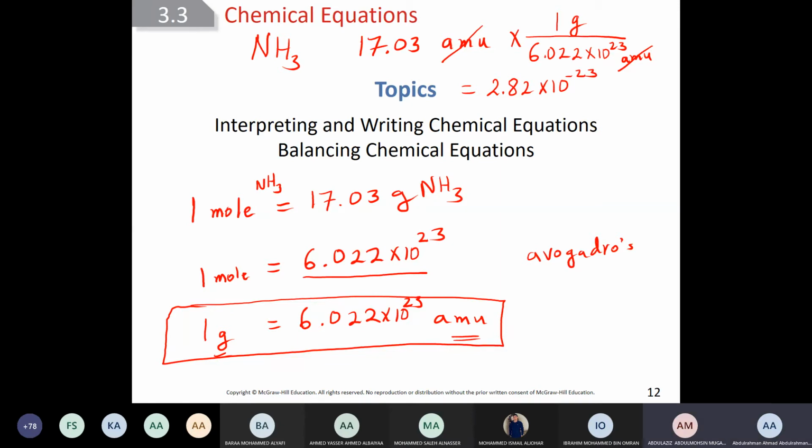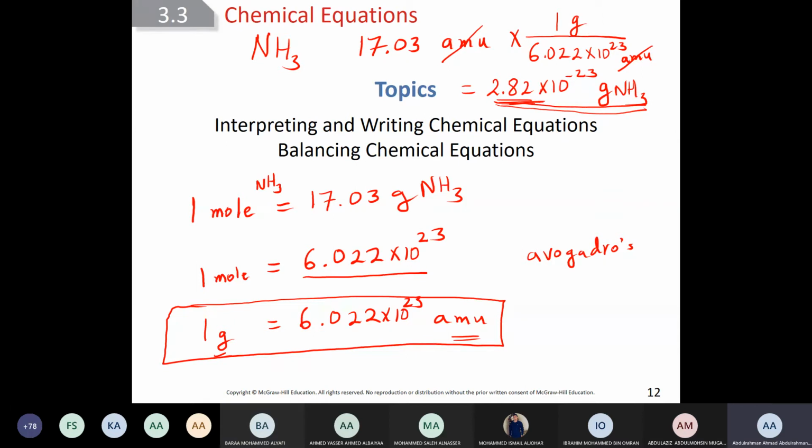Yes, it's like this. 2.82 times 10 to the power minus 23. What's the unit now? Grams. So what's this number? Avogadro's number? No, the number that I'm giving you. What's this number? Mass in gram.